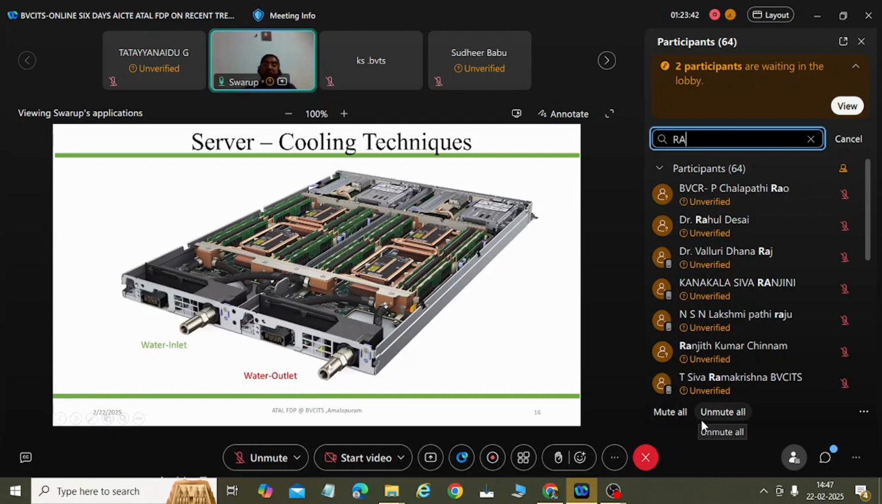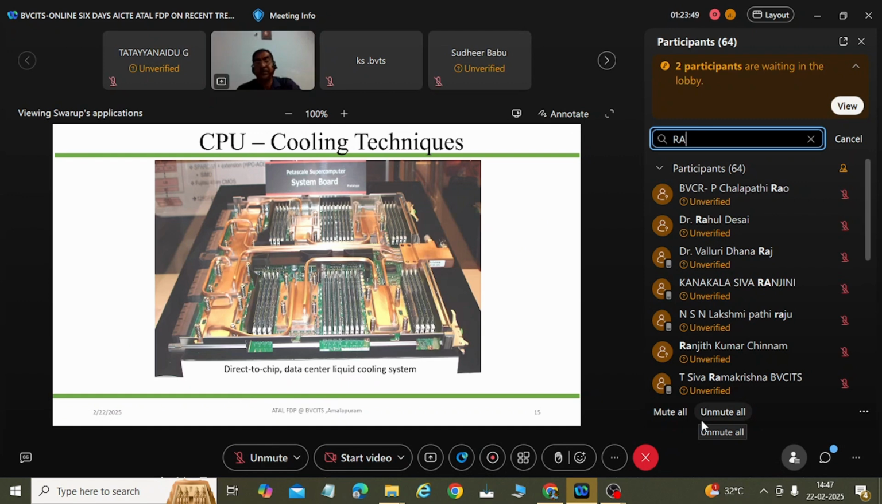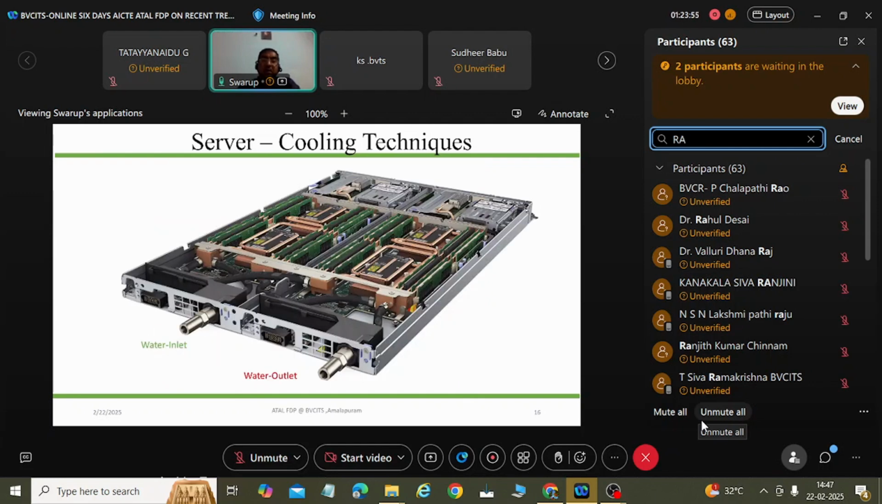The previous one is called DCLC, direct chip level cooling, and this is the server level cooling. The servers are designed in such a way that they have an inlet and outlet, and the water can circulate within these heat sinks, thereby removing the heat.